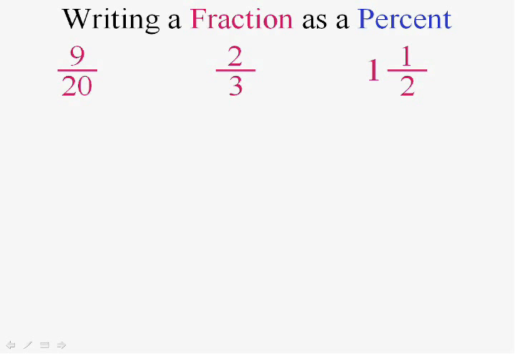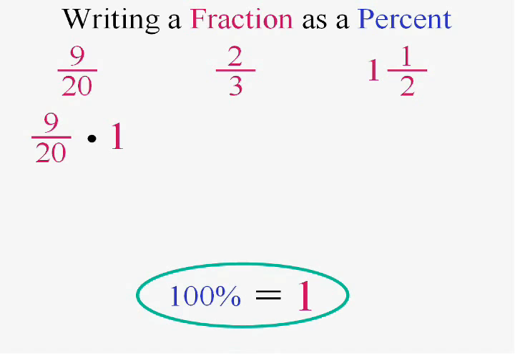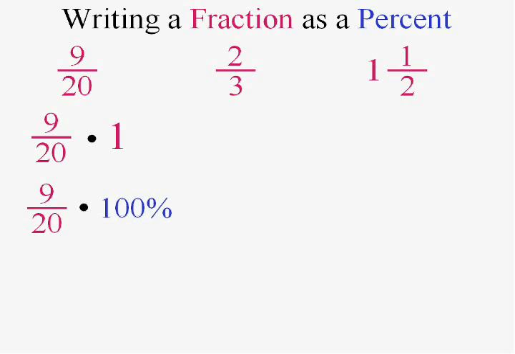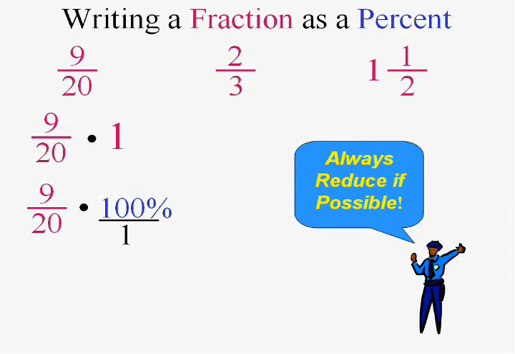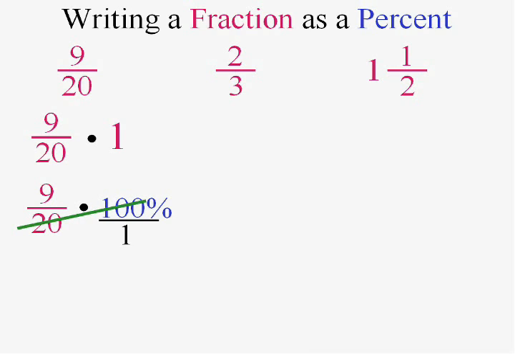Here's 3 examples. 9/20 as a percent. Well, we can multiply it by 1 by the multiplication property of 1. And 1 is 100%. So let's replace 1 with 100%. Now we're getting that percent in there. Put a 1 under there to make it easier to multiply. Top times top and bottom times bottom. And I always tell people, before you multiply, reduce. And reduce early while the numbers are still small. So the 20 will cancel with 100.